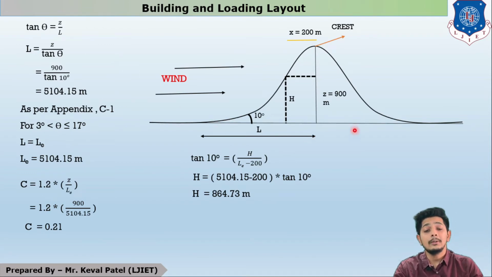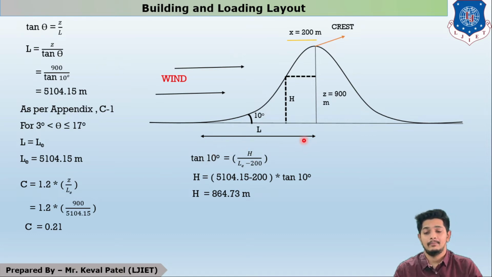So, using both of them as well as this 200, I will get L is equal to Z by tan theta, or by putting tan theta here, Z by L, right? So L is equal to Z by tan theta. Now, Z I have 900, theta I have 10. So putting both the values, I'll get L as 5104.15 meters.